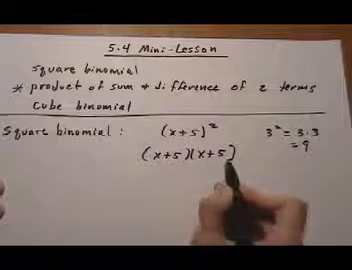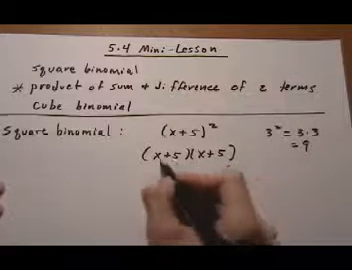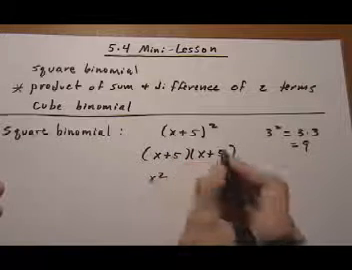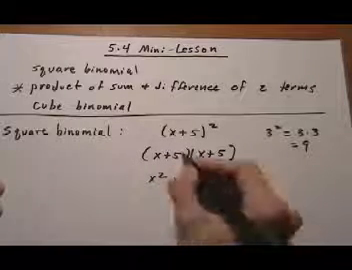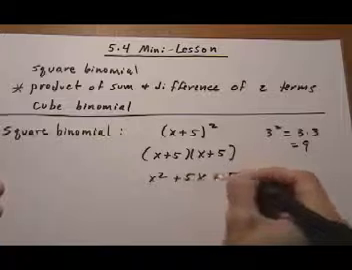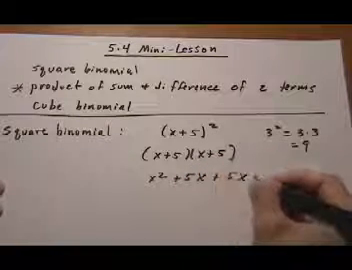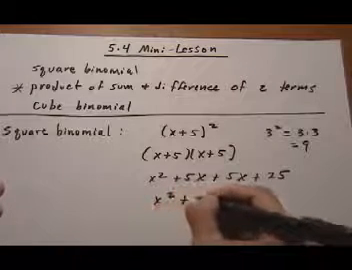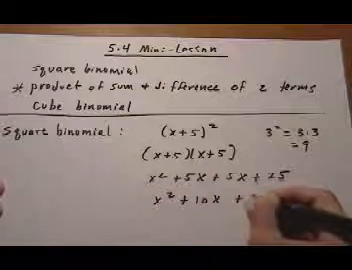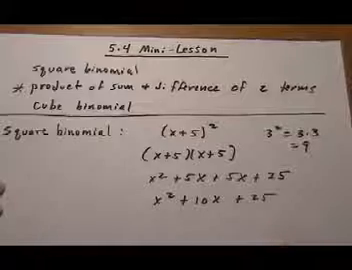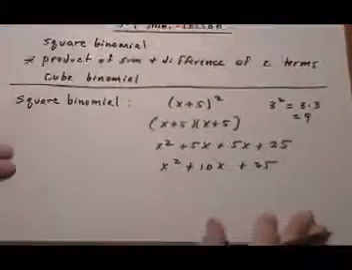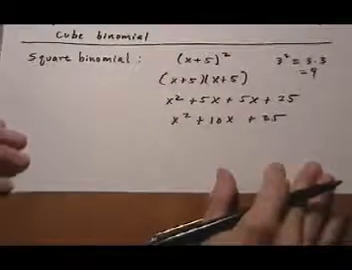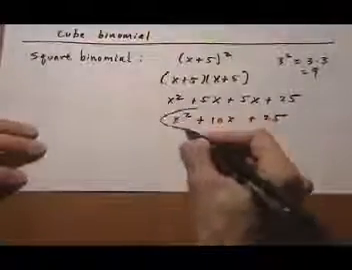And now we have a binomial times a binomial. So we go ahead and FOIL it out. X times x, x squared. X times 5 is plus 5x. X times 5 again, plus 5x. 5 times 5 is plus 25. So that gives us x squared plus 10x plus 25. And like I mentioned, there is a formula in the book to memorize when you square a binomial, but I really find it easier to just FOIL them out. So that would be the answer for this one.